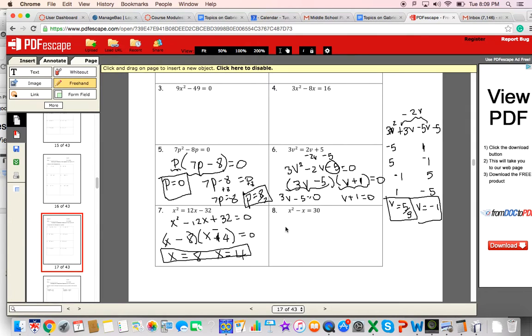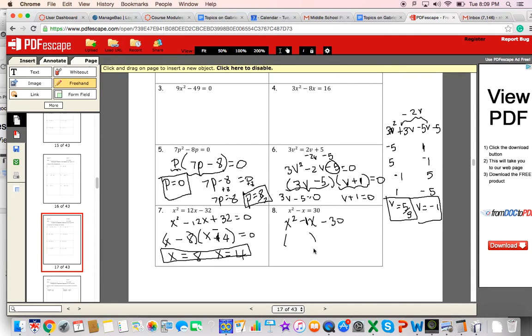All right, so let's make this equal to 0 first, as we've been doing. x squared minus x minus 30. So two numbers that multiply to give you negative 30 and add to give you, there is an invisible 1 here, and add to give you negative 1.